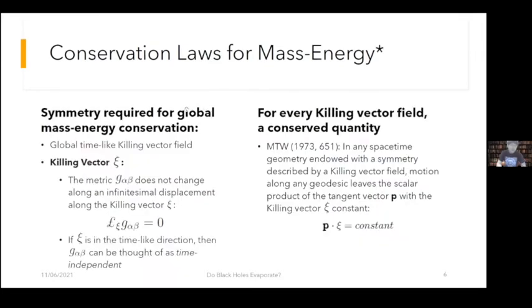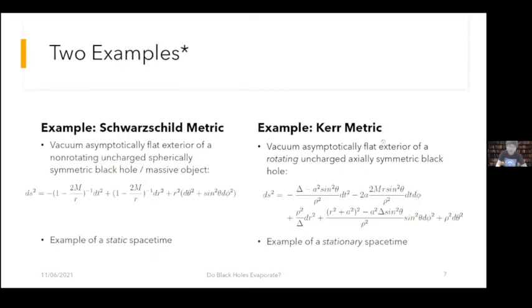So for the symmetries required specifically for global mass energy conservation, which will be the thing I'm interested in thinking about today, we usually require a global timelike Killing vector field, where a Killing vector field is a vector field on space-time along which the Lie derivative of the metric vanishes. It captures the idea that the metric may be considered time independent in that space-time. It doesn't change over time in some sense. And for every Killing vector field, there is a conserved quantity. I think Thorne and Wheeler cite this theorem in their gravitation textbook. And I'm just going to move on from there.